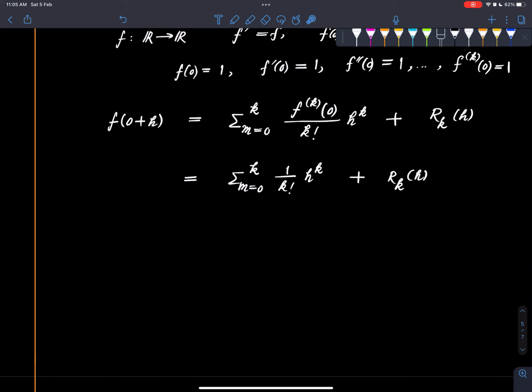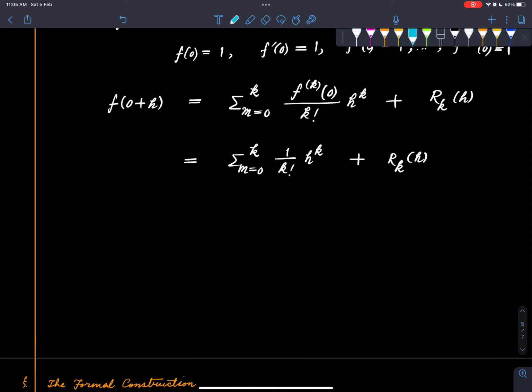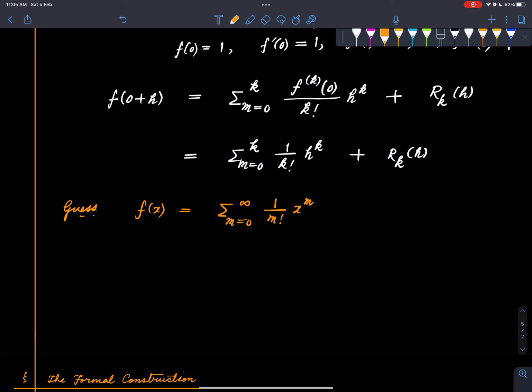So our guess is that f of h should be, or let me just say f of x should be equal to the summation m equals 0 to infinity of 1 upon m factorial x to the power m. So this is our guess. Now it is not clear that this is in fact a genuine function. On the right hand side, this series may not converge at all, or God knows where it converges, what is its radius of convergence. So that's the next thing.